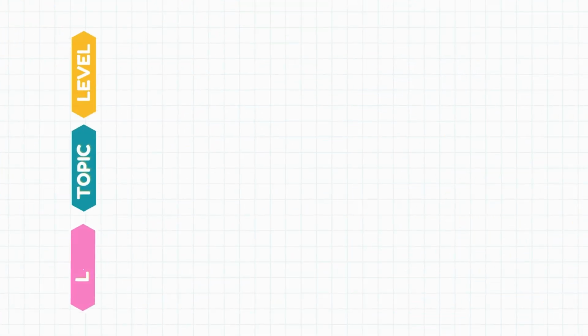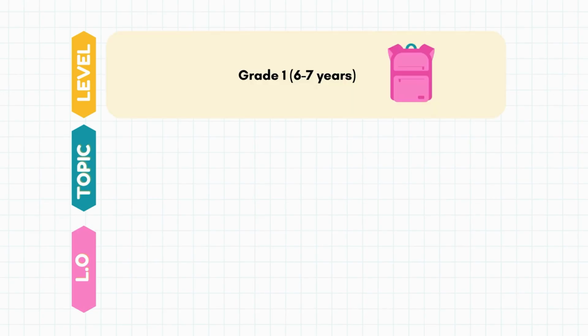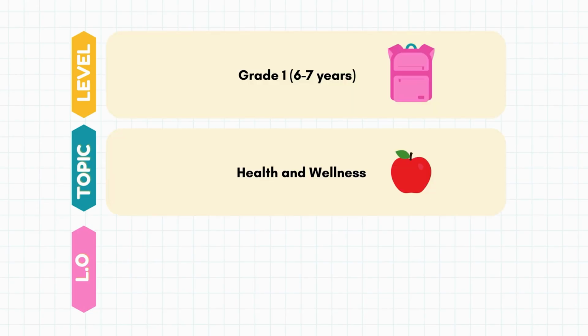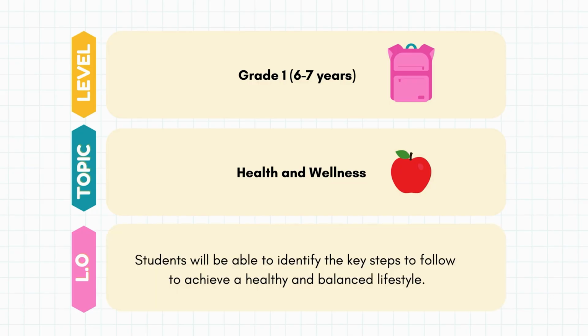For today's demo, I've chosen the following. For the grade level, it's going to be grade 1, which is ages 6 to 7. The topic is going to be about health and wellness. And by the end of this video, students should be able to identify the key steps to follow to achieve a healthy and balanced lifestyle.